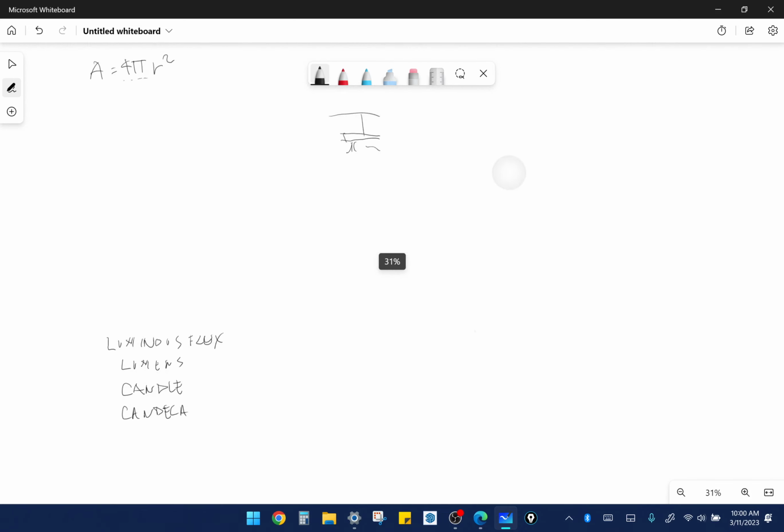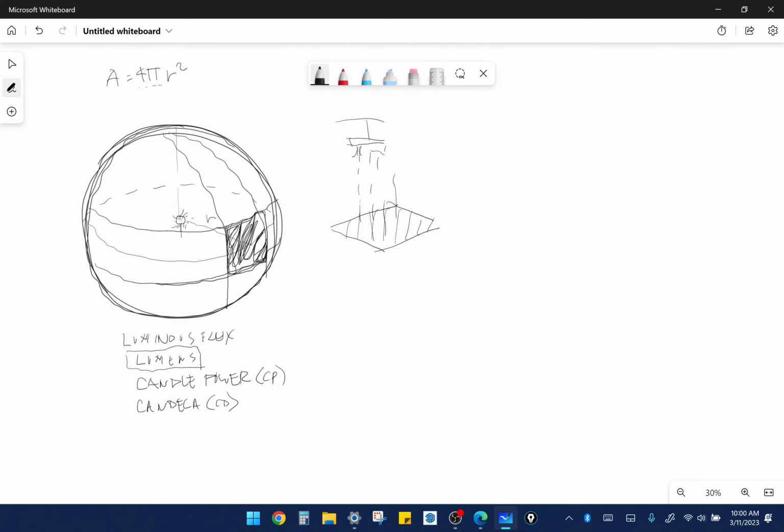I guess I'm just zoomed out. Oh, that's what it is. I'm zoomed way out. Okay.